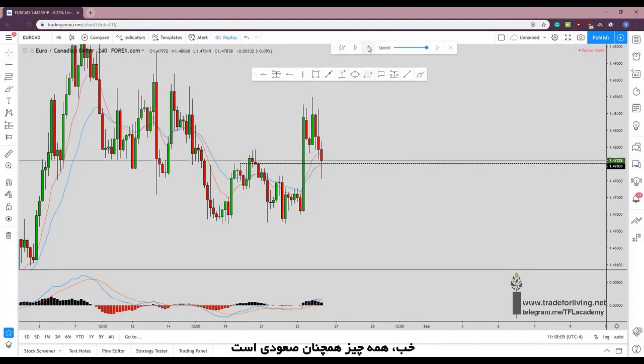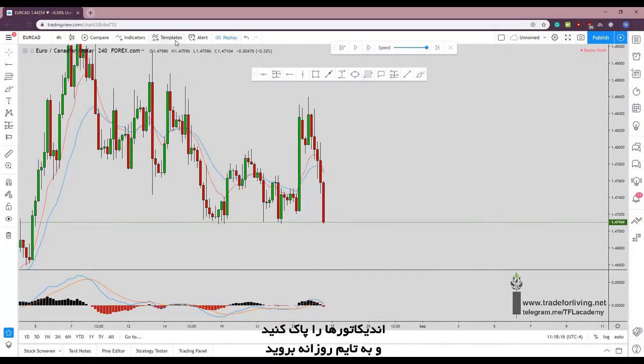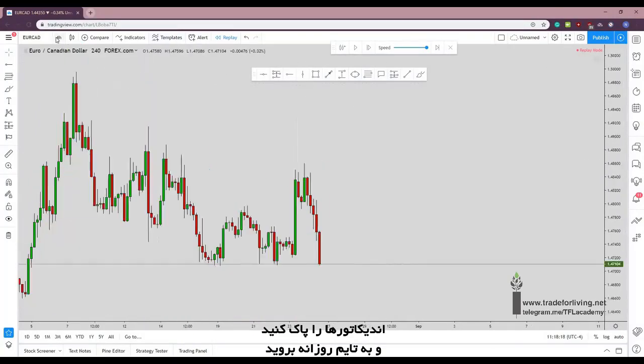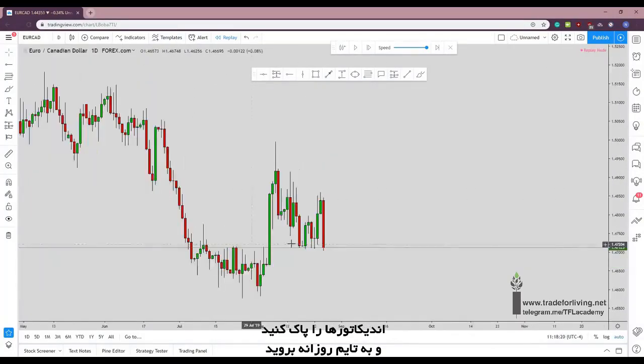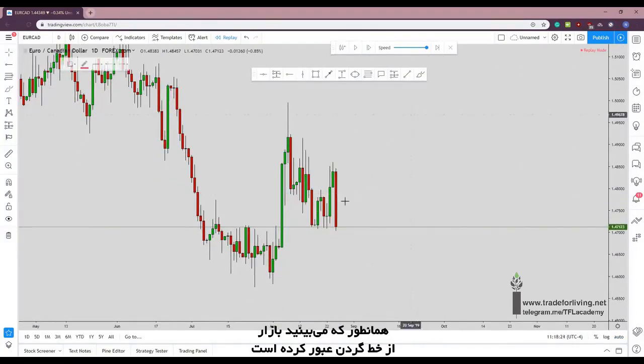So everything is still bullish and the market has clearly passed below the trend, our neckline. So what you're supposed to do now is obviously you can remove the indicators, go back on the daily time frame and see if the market has already passed the neckline. And as you can clearly see, the market has already passed the neckline.